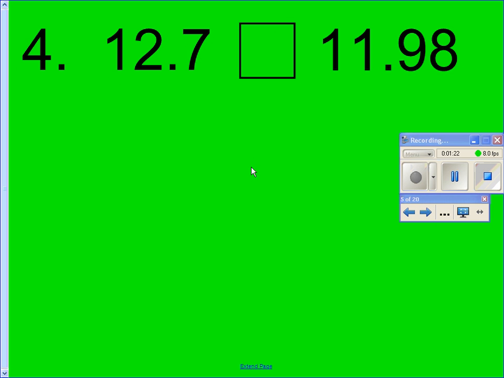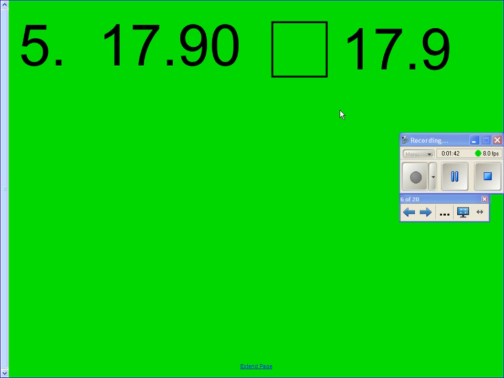Try this next one on your own. You can pause the video. Okay, so in this problem, 12 and 11 are both different. So 12 and 7/10 is greater than 11 and 98 hundredths.